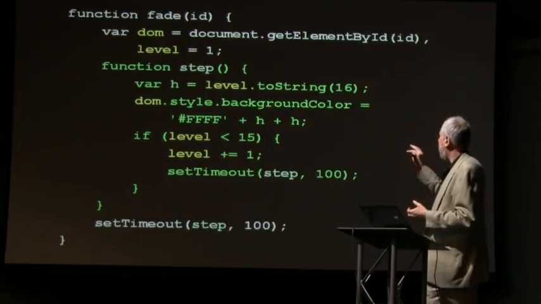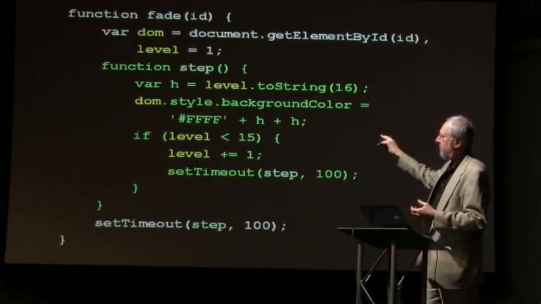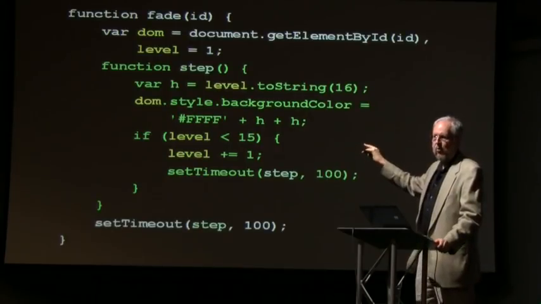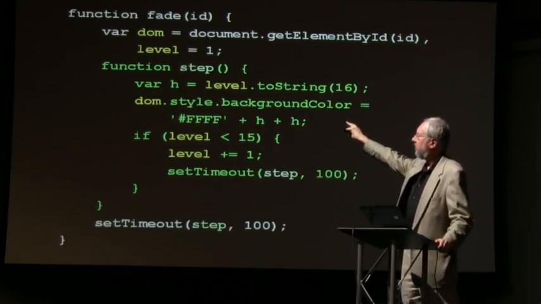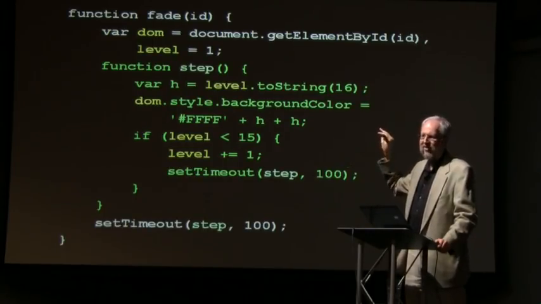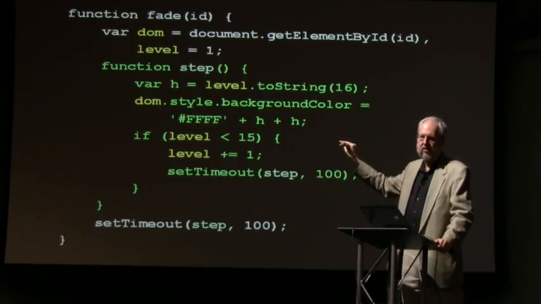And it will first define a variable h and initialize it with level. What is level? Level is the variable of fade. It's not the value of fade when it was created. It is the current value. It is the current variable.